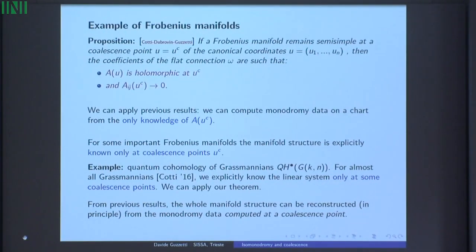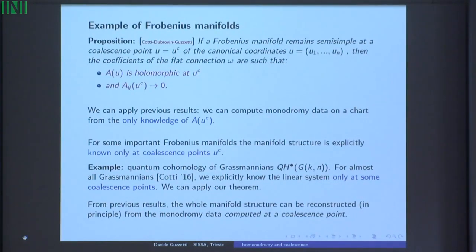So as I have already said several times during this talk, we can now just rely on the knowledge of A at the coalescence point. And this is the case, for example, in quantum cohomology of Grassmannians. In this case, one can prove, as Giordano Cotti did, that for almost all values of k and n, and I will not specify what almost means, we have a coalescence phenomenon, and the structure of this quantum cohomology, which is a Frobenius manifold, is known only at the coalescence point.